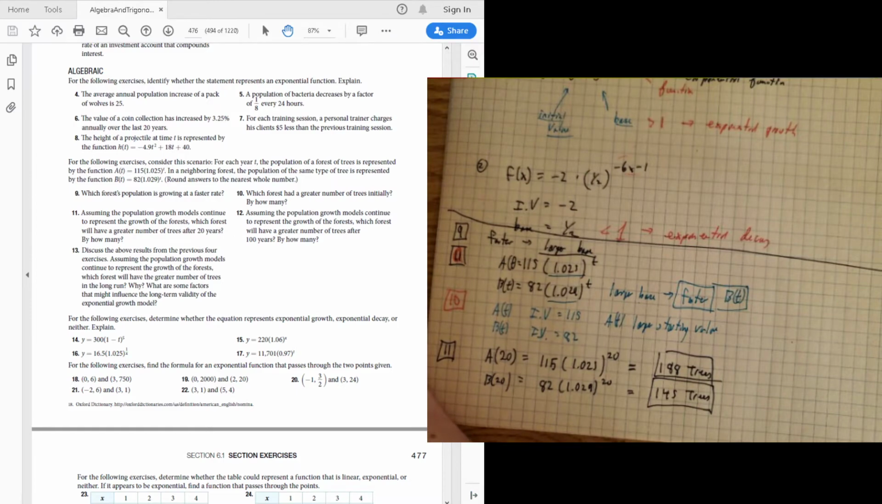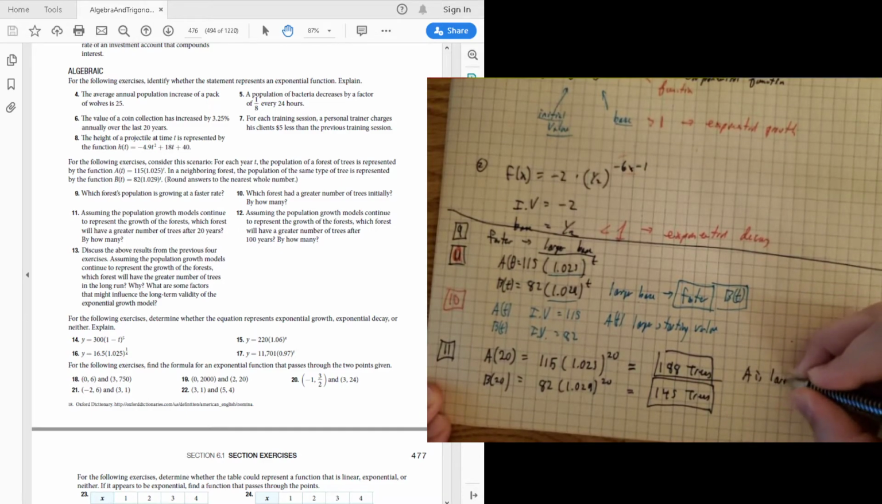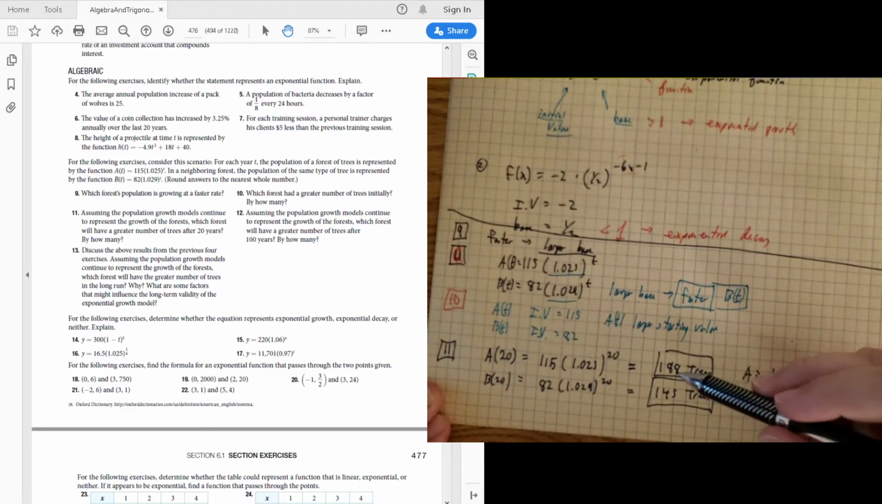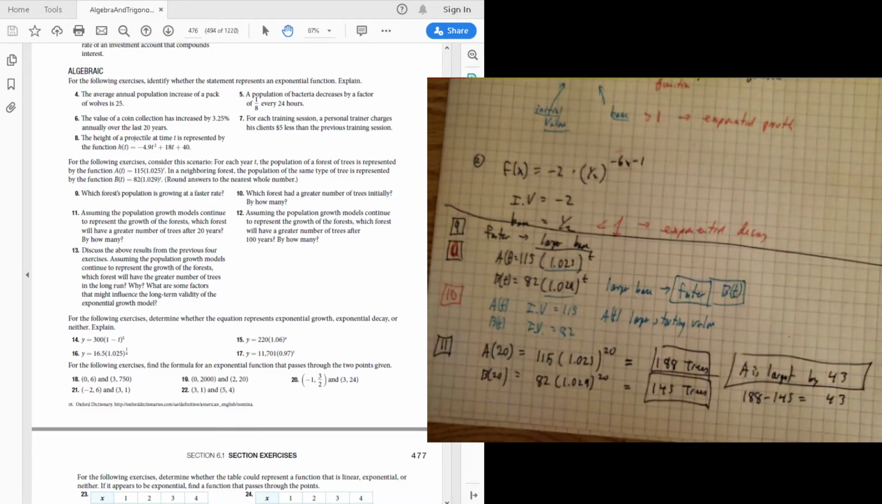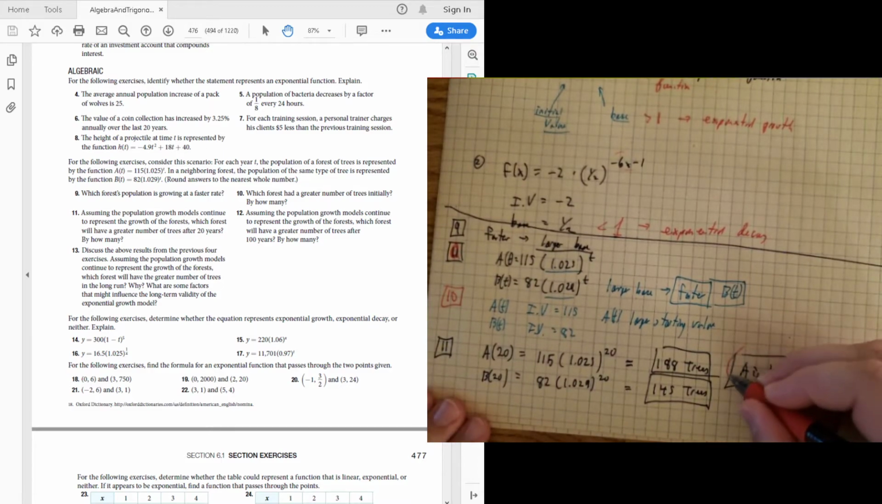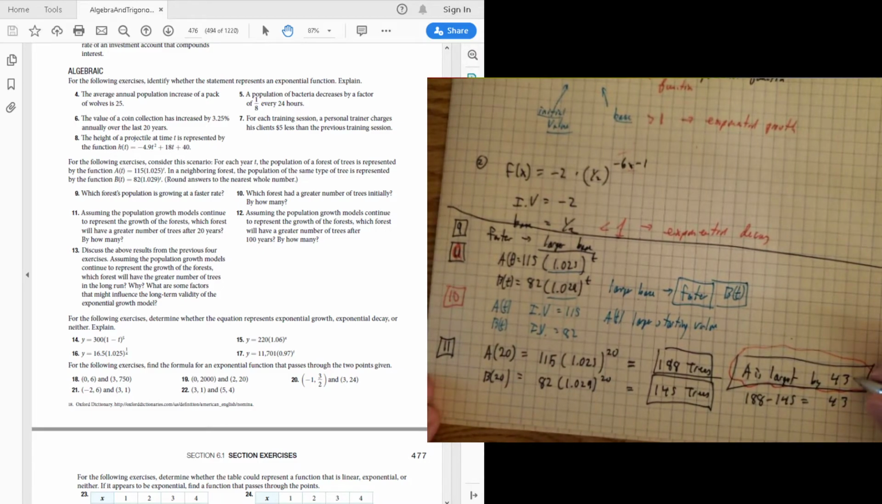Make sure we answer the question. By how many? So which one has the largest? Well, this one has the largest, so A is largest. By how many? Well, this one has 188 and this one has 145. So we can answer that question by subtraction. 188 minus 145 is 43. So there's our answer. Number 11 asks which one is the largest after 20 years. A is the largest by 43 trees.